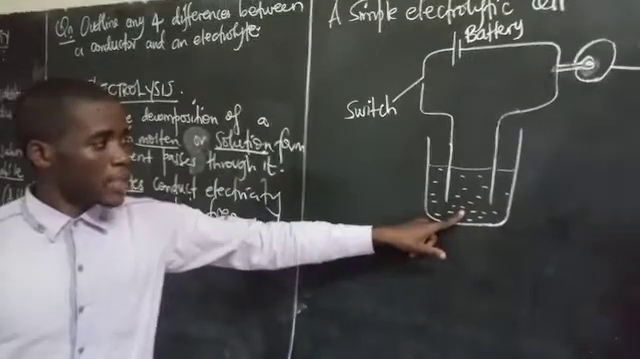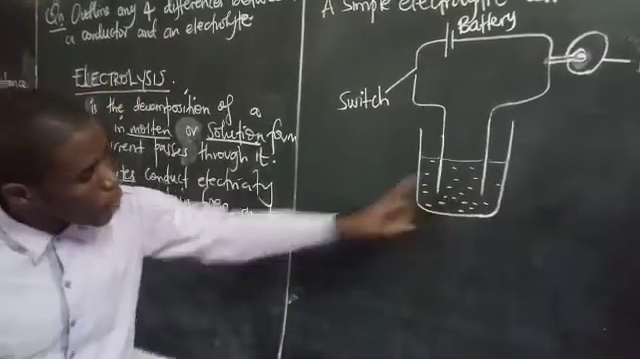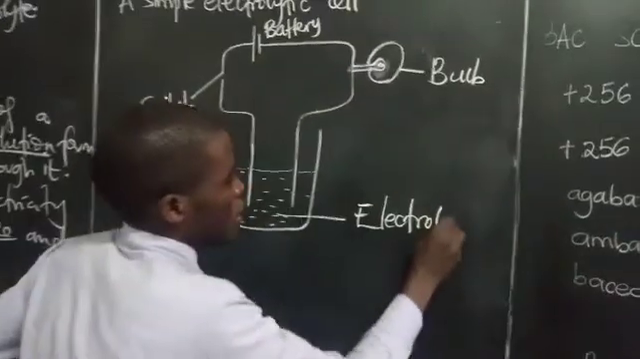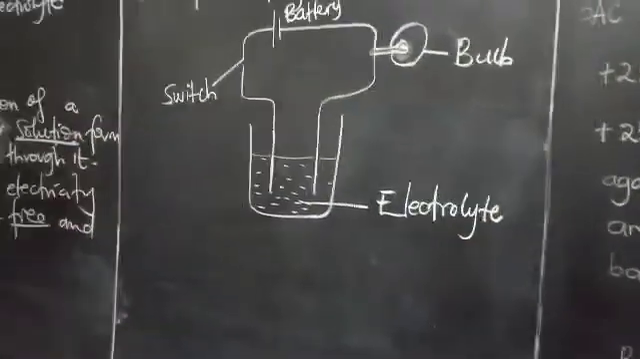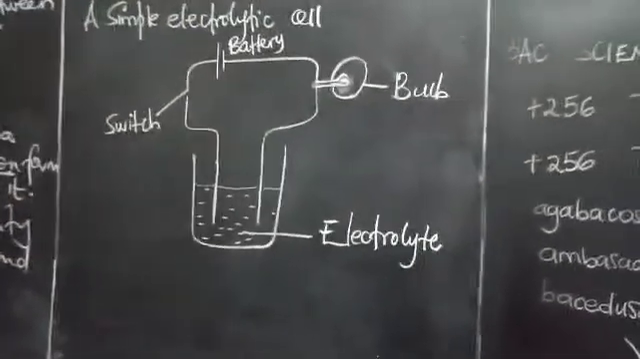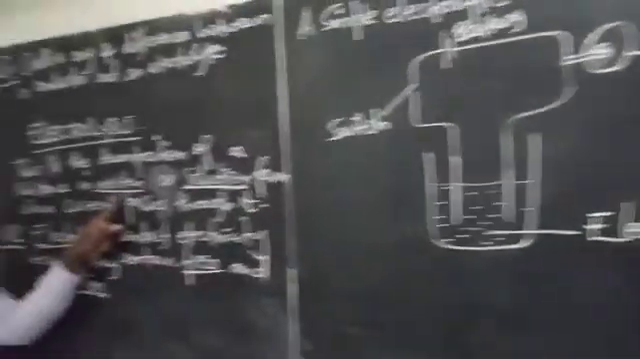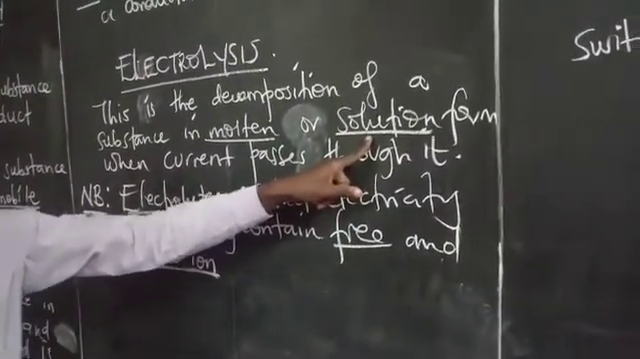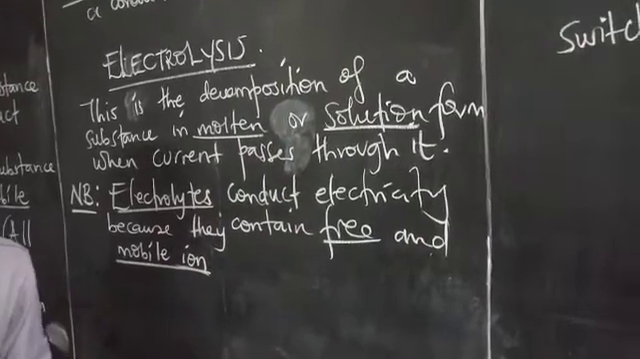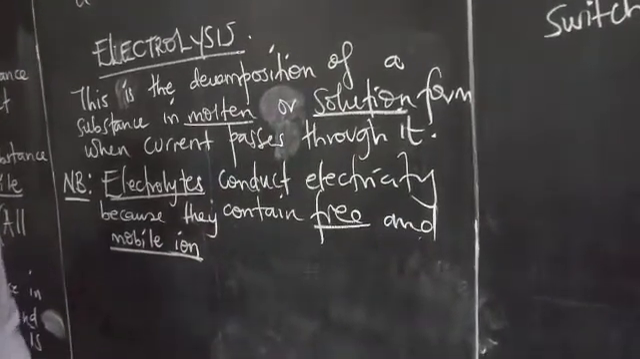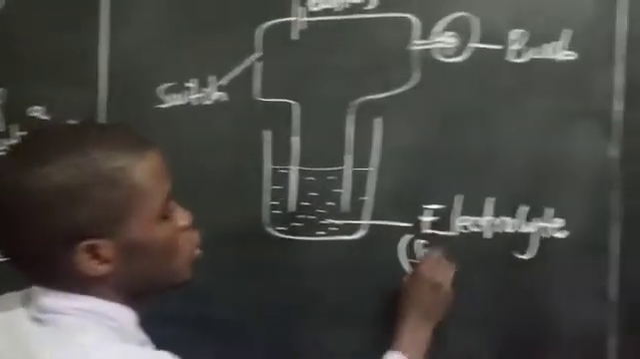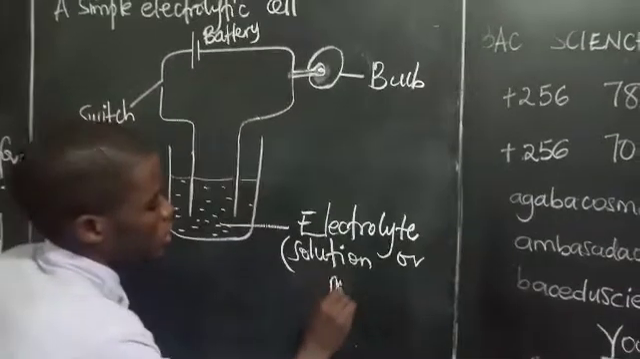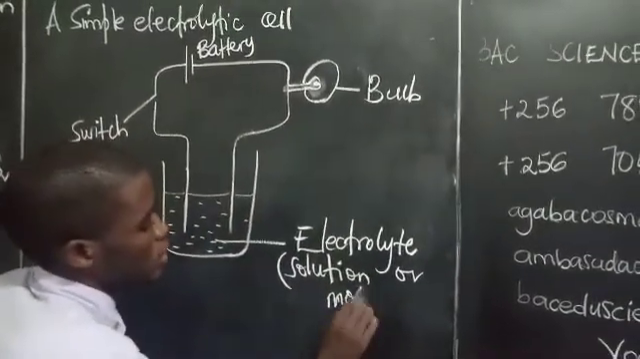And we say that electricity can pass through this provided it is an electrolyte, on the condition that it is in either molten state or solution state. We do not have any electrolyte that can exist in solid state. So this one must be either in solution or in molten state.